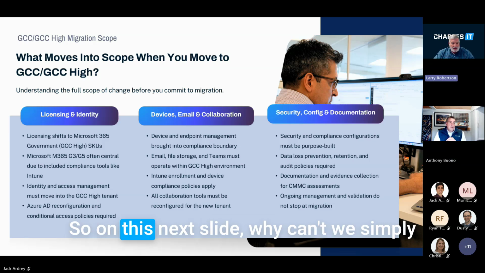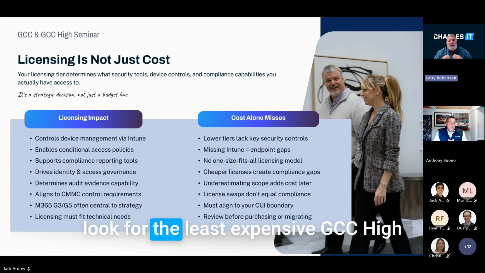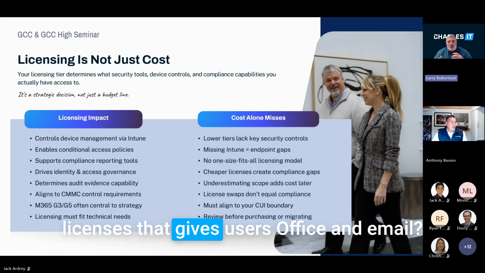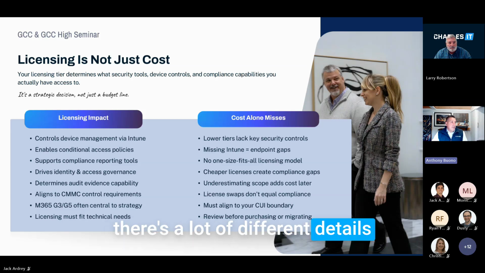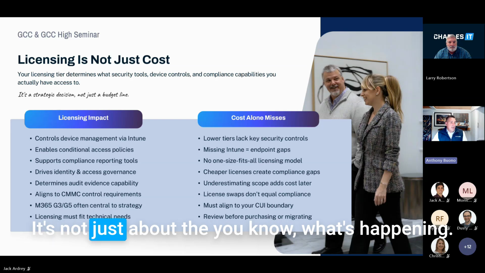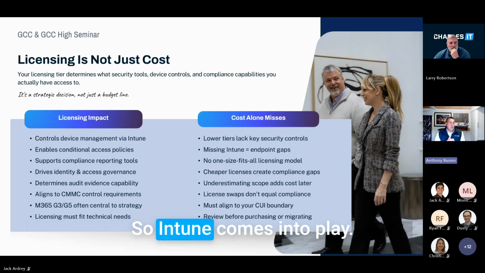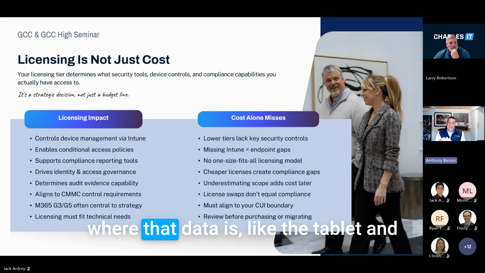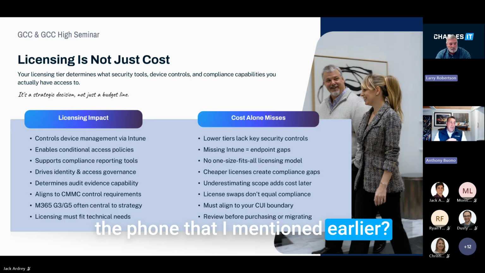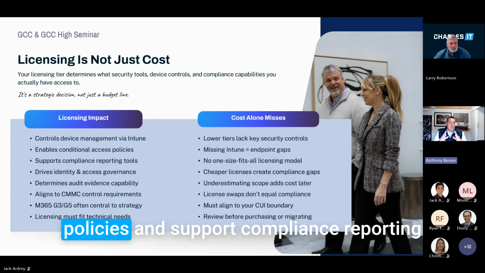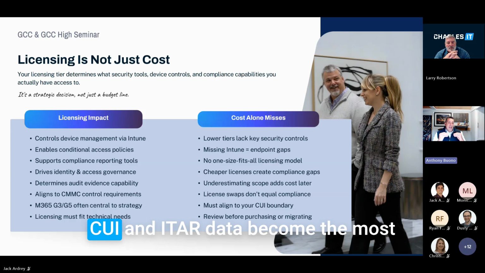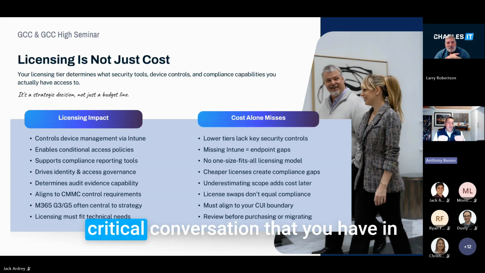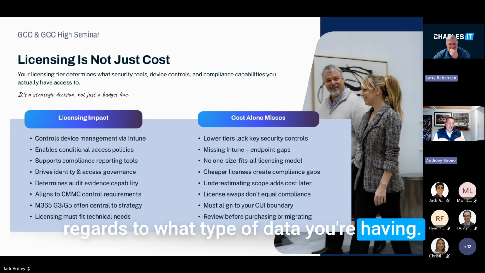So on this next slide, why can't we simply look for the least expensive GCC High licenses that give users Office and email? Yeah, it's not just the cost. There are a lot of different details in what's actually there. So Intune comes into play. How do you do device management of where that data is, like the tablet and the phone I mentioned earlier? How do you enable conditional access policies, support compliance reporting, and understand identification of your access to the data set itself? CUI and ITAR data become the most critical conversation in regards to what type of data you have.